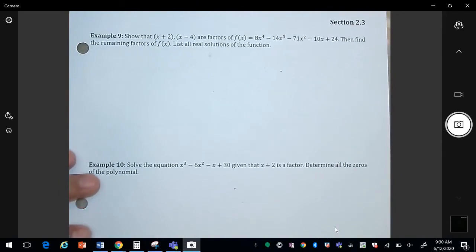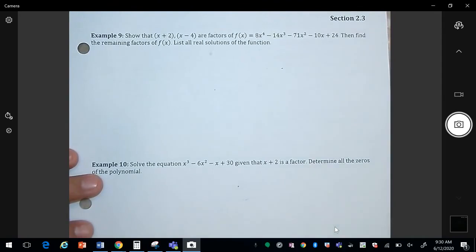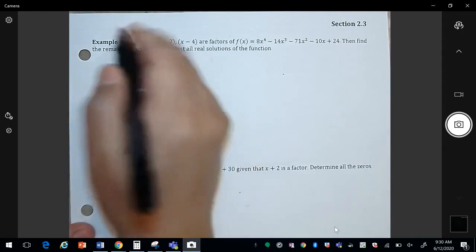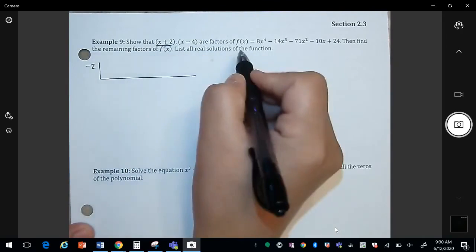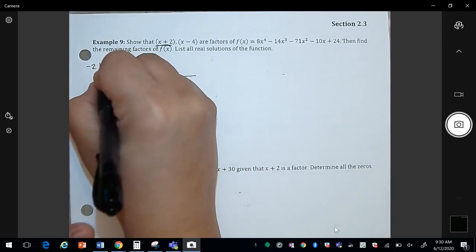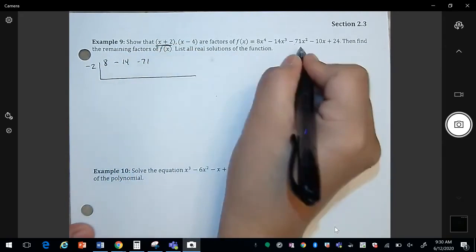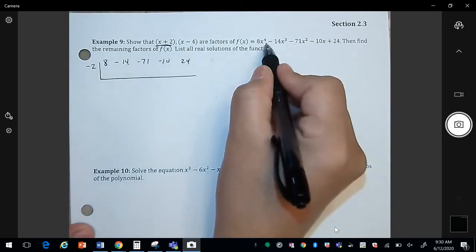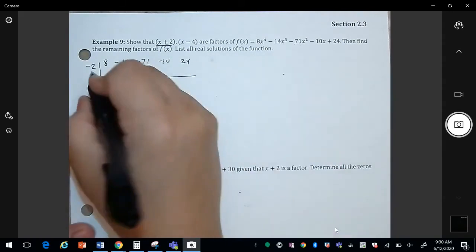Show that x plus 2 and x minus 4 are factors, then find the remaining factors. Okay, so I'm going to work with x plus 2 first. I'm going to use negative 2. It's the opposite of plus 2. And then my polynomial here is 8x to the 4th, so I'm going to use 8, negative 14, negative 71, negative 10, and 24. So this is to the 4th power. With synthetic division, we're going to break it down until we have a quadratic remaining.